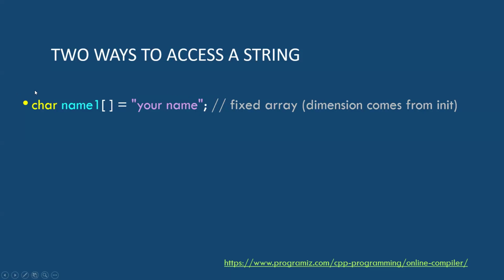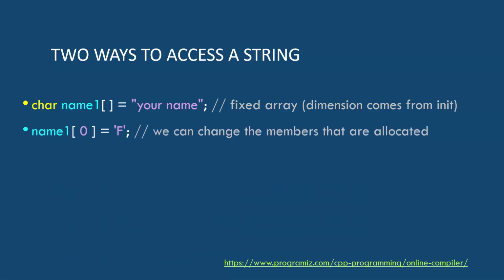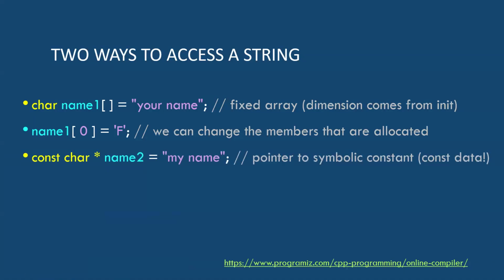So this is just an array with characters initialized, and the dimension comes 0, 1, 2, 3, 4, 5, 6, 7, 8, 9, 10 for the \0. Actually, it might be 9. I have to check that. I can go back and change this to something else, so this is changeable. There's no const in that. But if I do something like const char star name equals my name, this is no longer an array. This is our const data pointer that we just studied.